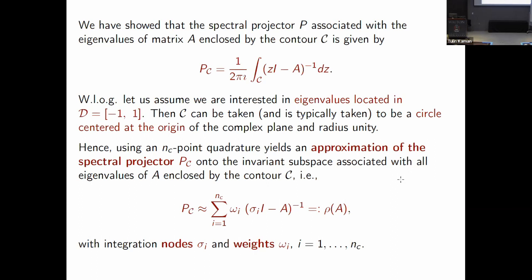So we have quadrature nodes sigma_i, and we have some quadrature weights. If we build this object, the more quadrature nodes we use, the closer we are to evaluating the contour integral exactly, and the closer we are to the exact spectral projector. Okay, so we have integration nodes and the corresponding weights, but we know that we cannot do it exactly. So we will call this object, depending on how many quadrature nodes we pick, rho of A.